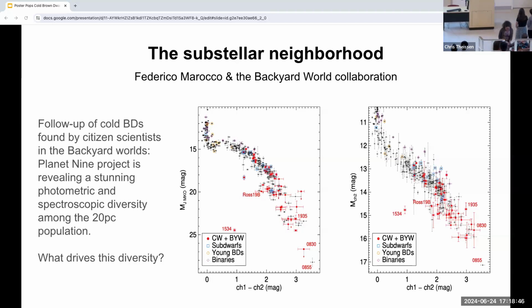Federico Marocco, IPAC. Over the last few years, tens of thousands of citizen scientists have been relentlessly blinking WISE images and have found hundreds of new cold brown dwarfs. Now, the follow-up of those brown dwarfs has revealed, as you have seen in this session, an incredible diversity. In my poster, I'm highlighting a few of the most exciting discoveries, which include, but are not limited to, the accident, 1534, possibly the first Y subdwarf, and a possible first Y dwarf companion to main sequence stars, and 1935, which shows methane emission in its spectrum. Thank you.